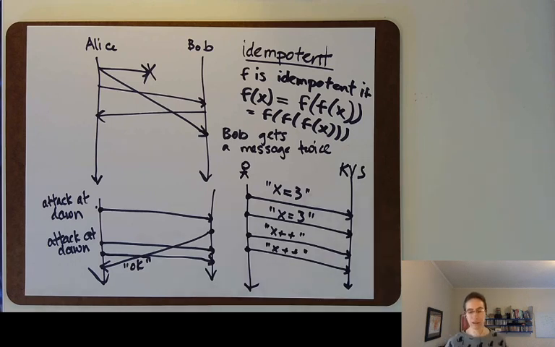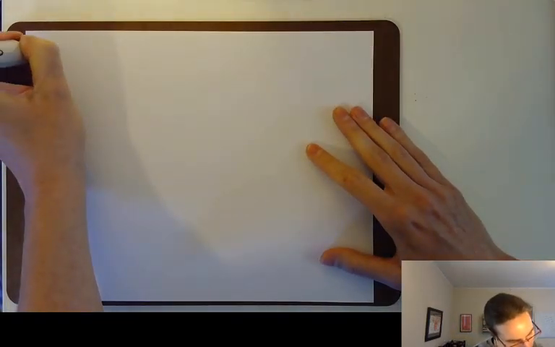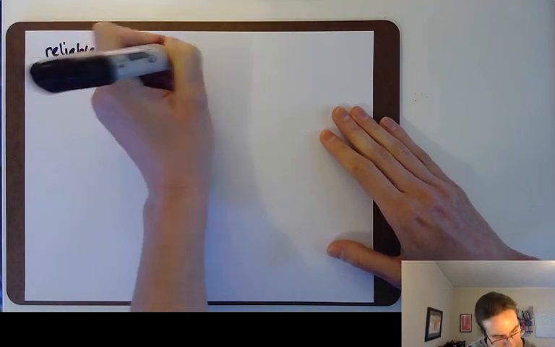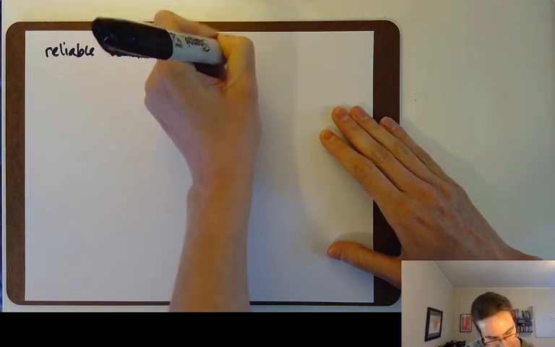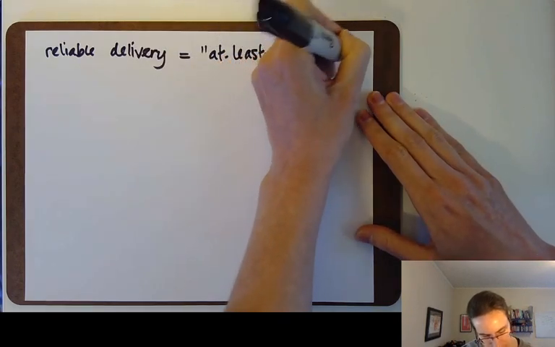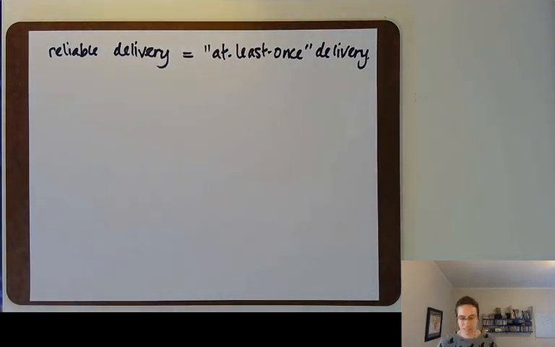So what this has to do with reliable delivery is that in order to implement reliable delivery, we typically need to deliver a message more than once sometimes. So reliable delivery is sometimes called at least once delivery. Okay, so reliable delivery is at least once. What about at most once delivery? How do you get that?